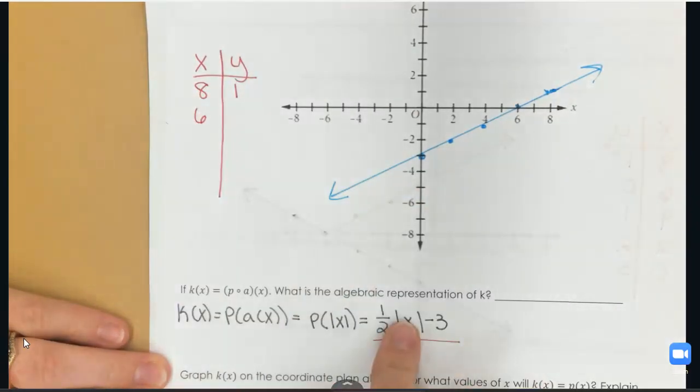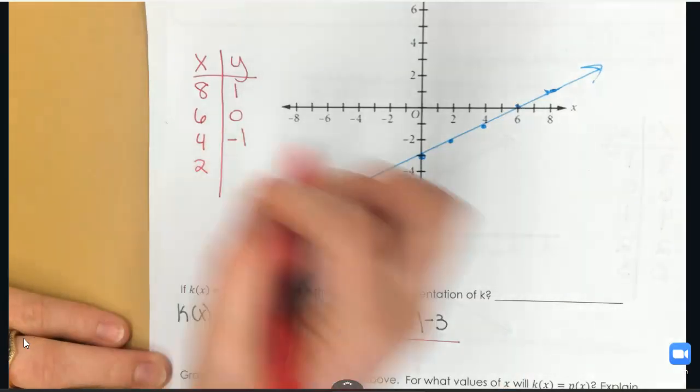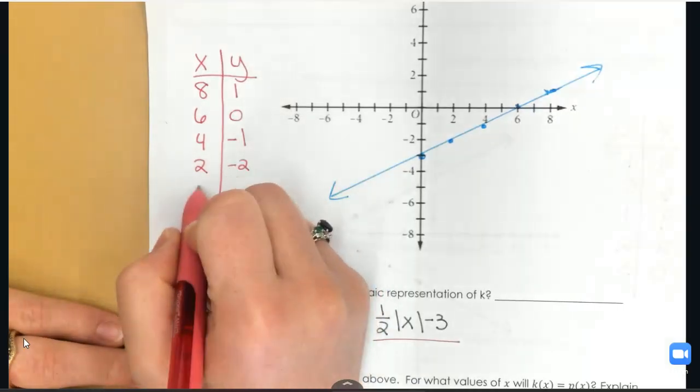6, the absolute value of 6 is 6. 6 times 1/2 is 3. 3 minus 3 is 0. For 4, the absolute value of 4 is 4. 4 times 1/2 is 2. 2 minus 3 is -1. For 2, the absolute value of 2 is 2. 2 times 1/2 is 1. 1 minus 3 is -2.